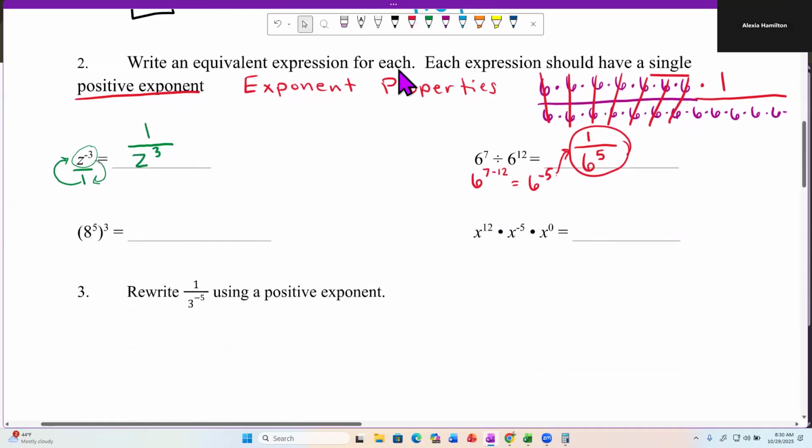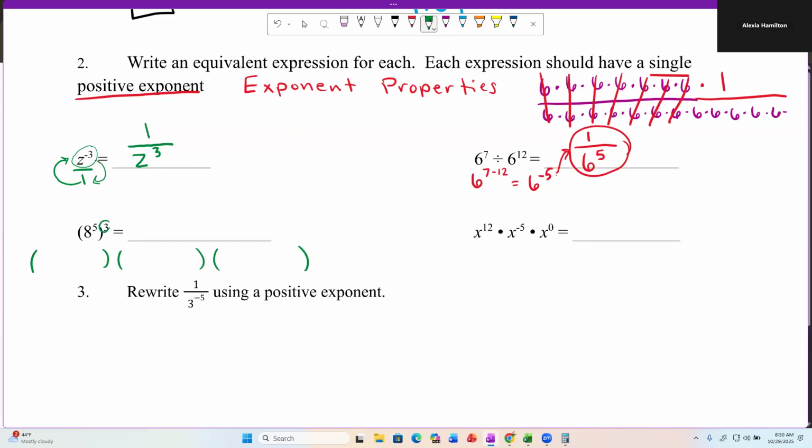8 to the 5 to the 3. Okay, this would be saying like I have 3 parentheses. That's what the 3 says. And then inside each parenthesis, I have 5 eighths. 1 2 3 4 5. 1 2 3 4 5. 1 2 3 4 5. How many total 8s do I have?